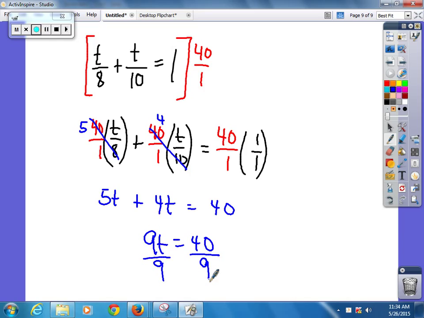Now, are we asking for a unit of measurement? What are we trying to find? Is time a unit of measurement? Yeah, so we need to change that to hours. T is equal to 4 and 4/9. Good. So it'll take them 4.5 hours pretty much to do the job together.